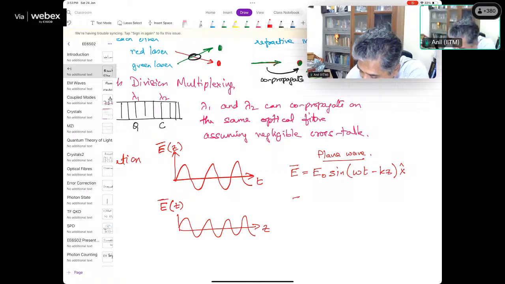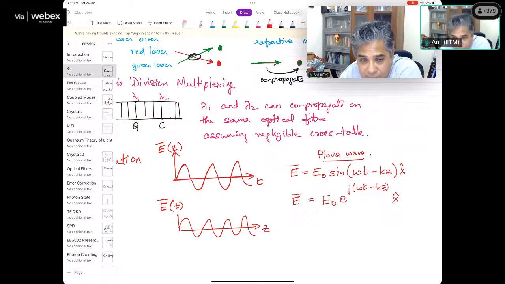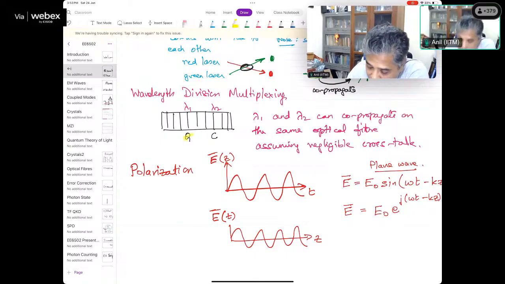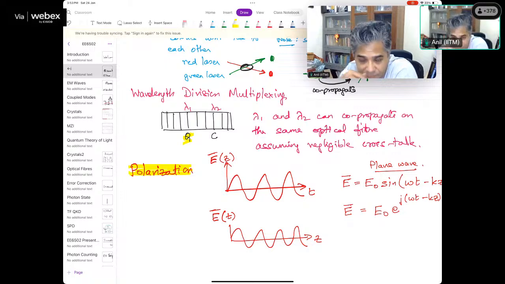Another way of writing it is again this vector E0 e to the power j(omega t minus kz), but I have to have the polarization. So the polarization is an integral property of electric fields. And if you start thinking of it from the quantum picture, you can still argue that polarization should be there for every single photon.